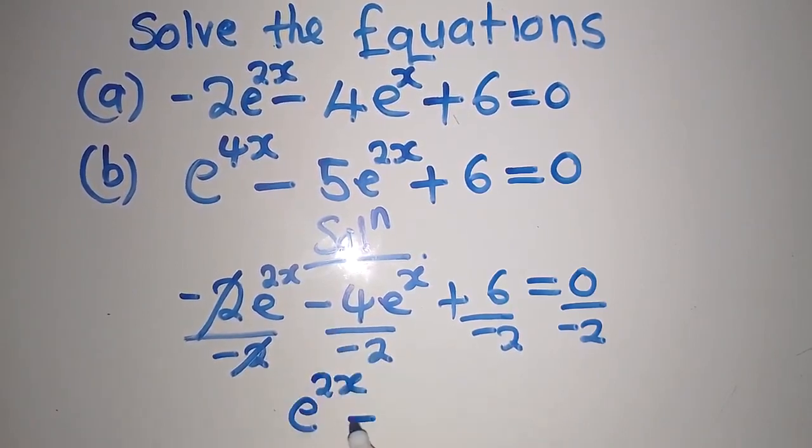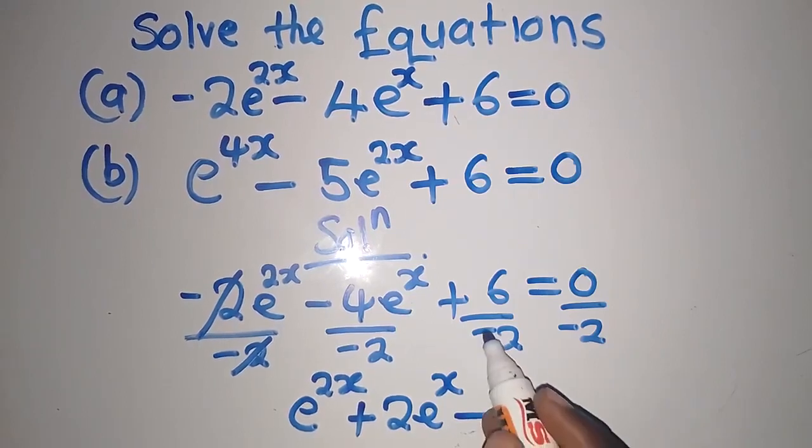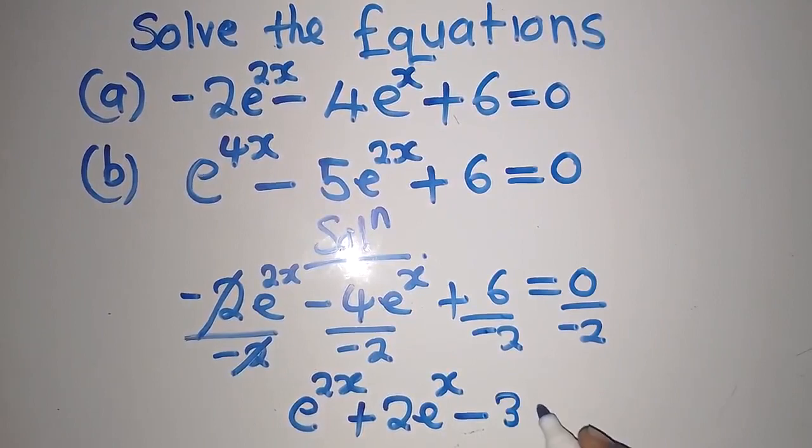Minus and minus gives a positive, so we have plus 2e power x. Then negative divided into positive gives a minus, so we have minus 3. The right side gives us 0.